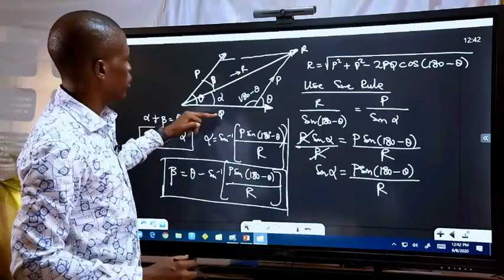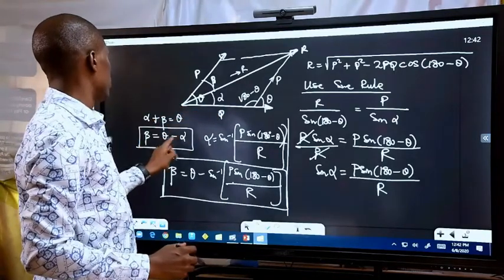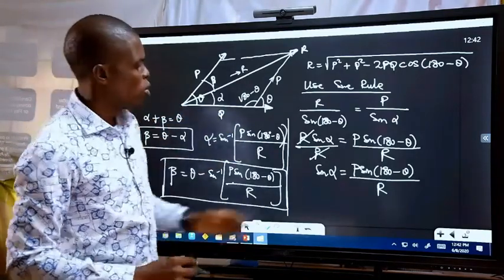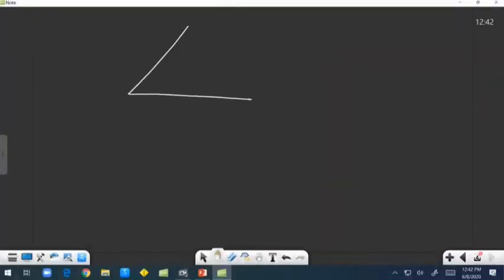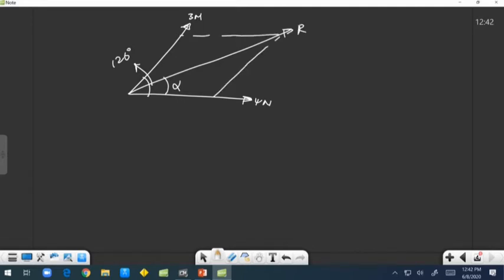With theta, we use this normal one. So we can see some examples using the concept of the parallelogram law of vectors, applying an angle here. Let's say this is given as 120 degrees, and we have 3 newtons here and 4 newtons here, and we want to find alpha. To find alpha, we need to find the resultant. So what is the resultant?